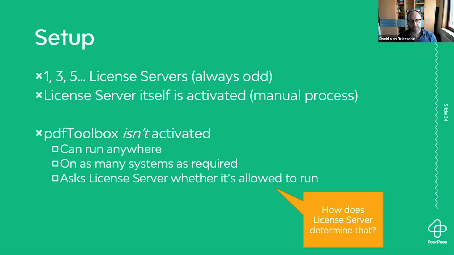On PDF Toolbox, there is no such restriction anymore. So you can run PDF Toolbox in a temporary Docker environment. That doesn't matter. It doesn't need to be activated, so you can do whatever you want. But the license server itself, or license servers, need to be run on permanent machines. And when you install them, you will need to set them up as a cluster. So they need to know of each other.